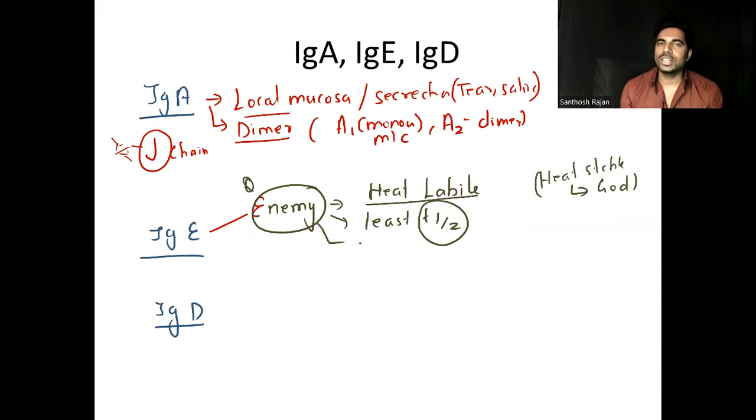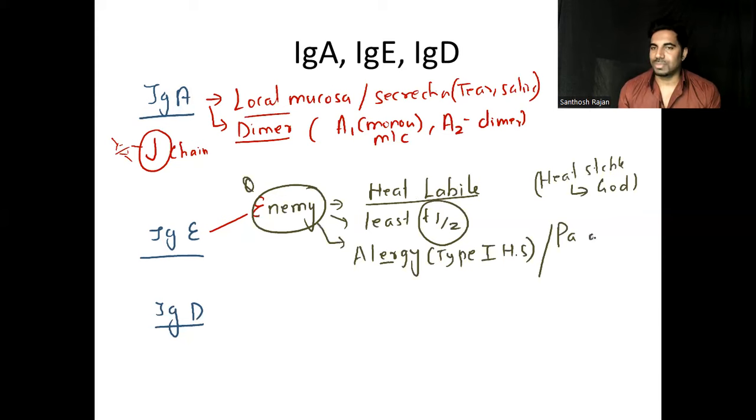And another E is what? It is important in allergy. Allergy, we talk. Type 1 hypersensitivity reaction, IgE is very important in type 1 hypersensitivity allergy. And one more thing is what? It has an important role in parasite infection, especially helminths. Any parasite, but helminths are very common. So IgE's role is this only.